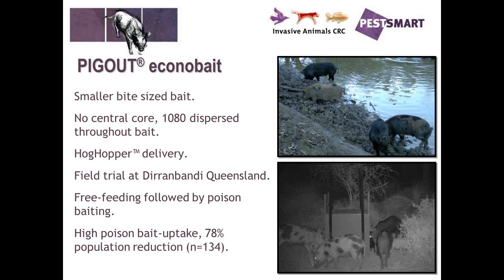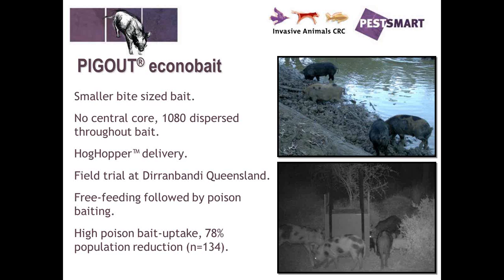We implemented the trial in Dirranbandi, Queensland, and it was highly successful, with a similar process as the previous trials. We were able to knock down 78% of feeding animals, and it was a reasonably large population, 134 feeding to begin with. We knocked that population down by 78%. I think on the first night of poison baiting, up to around 700 baits were consumed, so we could put that down to lethal doses.